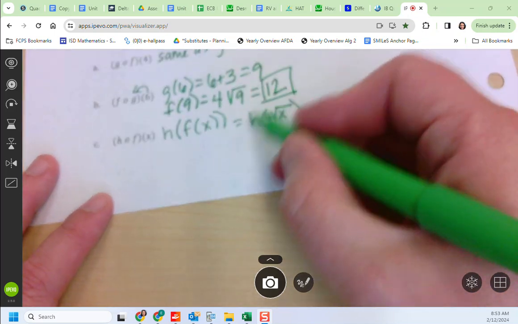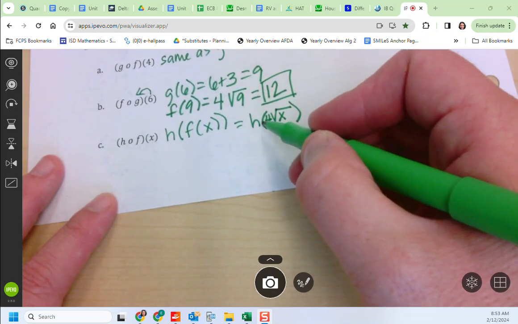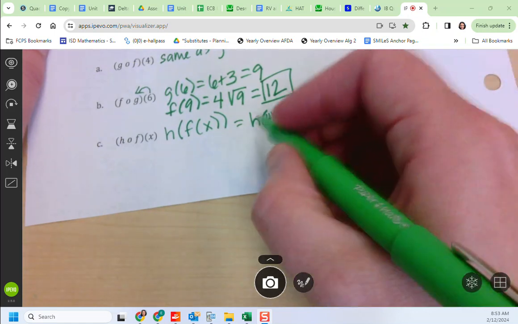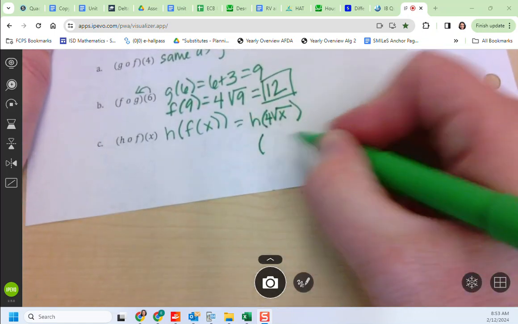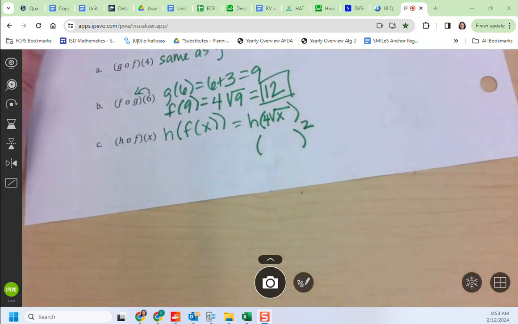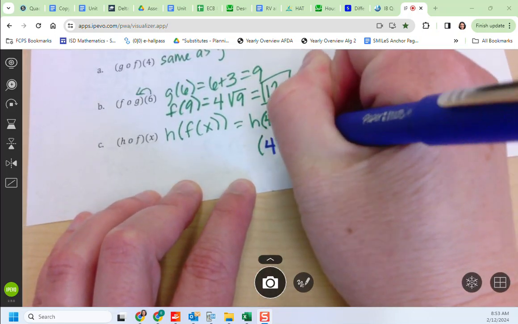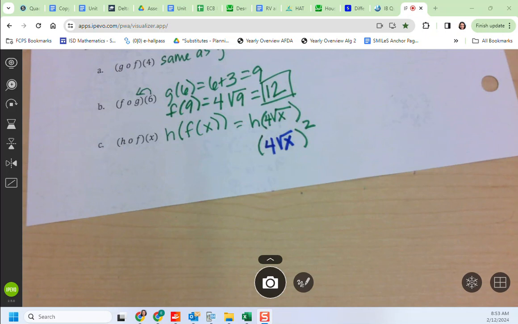And now I'm going to write out function h, but wherever it has an x, I'm going to replace it with this. So function h is x squared. So it's going to be something squared. And inside there, I'm going to put the 4 root x. So I have my outside function in green and my inside function in blue. It does help sometimes to change colors to differentiate your outside function and your inside function.